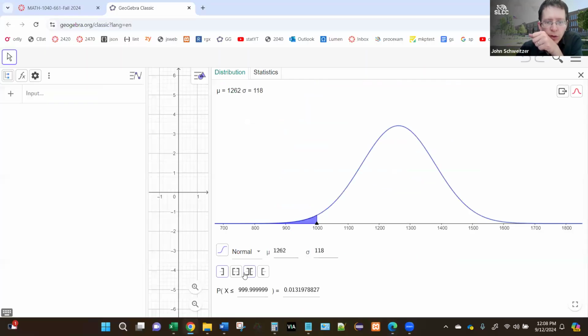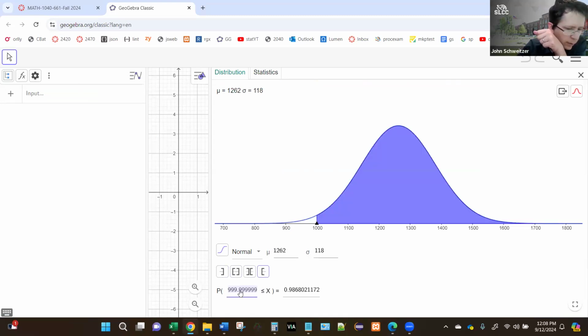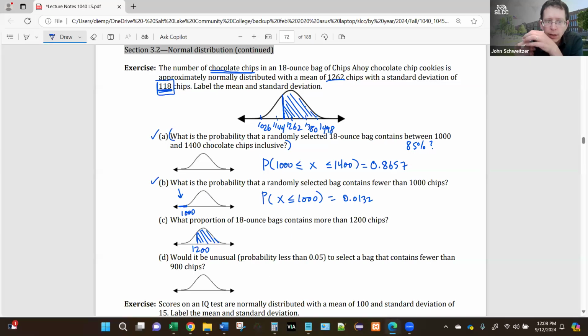So to answer that, we'll go over to GeoGebra. We're going to go greater than 1,200 is a value in the distribution. And there we go, 0.7004. So the probability that X is more than 1,200 is right at about 70%. So very likely that you'll get more than 1,200 chocolate chips in your bag of cookies. It's not for sure, but it's very likely.